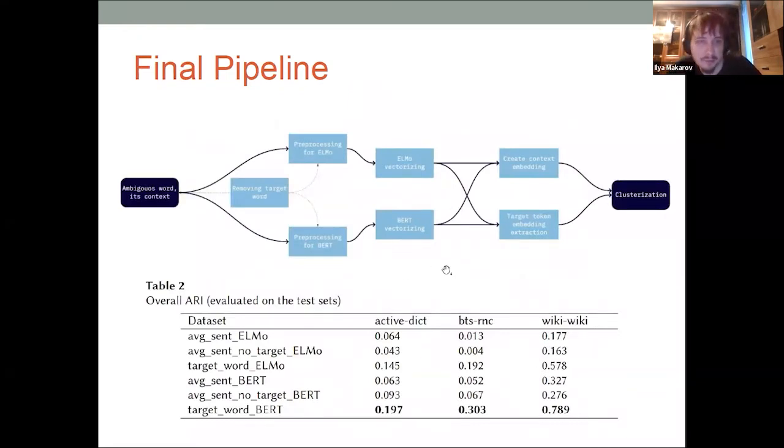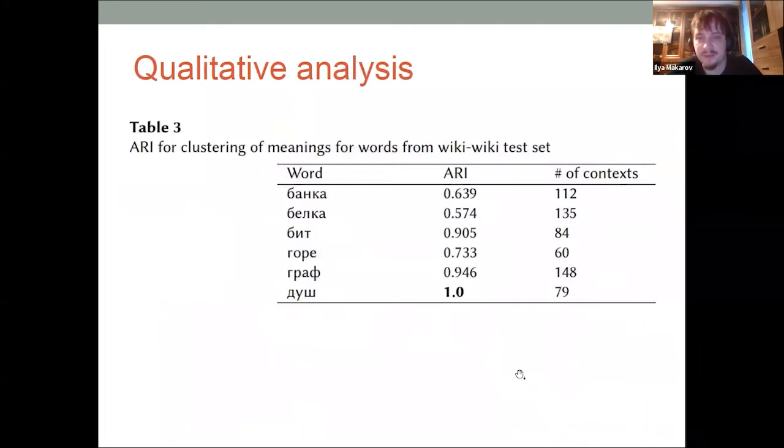So the final pipeline of processing the word is the following. If you have an ambiguous word and its context, you remove the target word, then preprocess it for ELMo and BERT context embeddings, vectorize the context, create context embeddings and target token embedding abstraction, and then just cluster. As you see from the comparison, we have 3 models and 2 possible context embeddings based on ELMo and BERT models. And as you see, the best results were achieved by the target word BERT model. So basically, let's cluster the target word in the BERT representation. It achieves the highest results in our case.